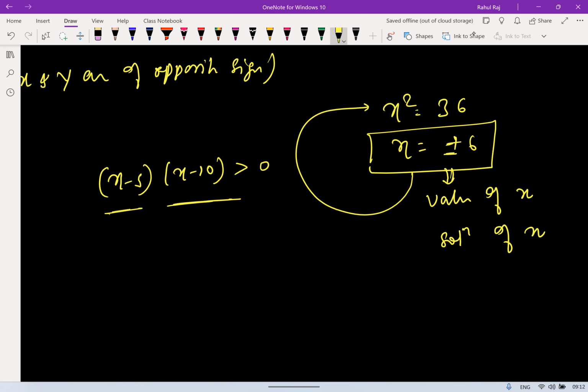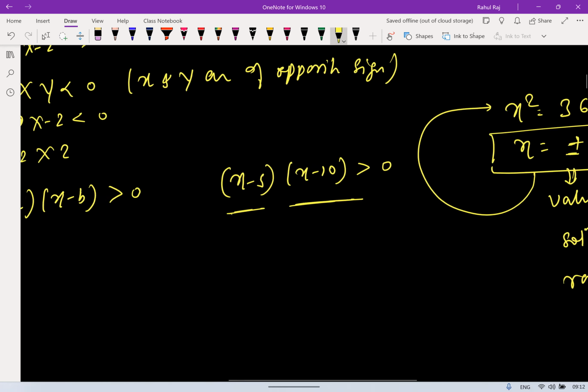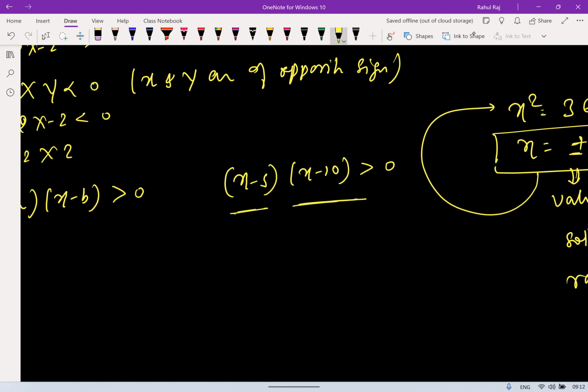So when you try and find a value, it is nothing but the solution of this particular equation, plus 6 and minus 6. They also call it a solution of the equation. They also call it a root of x, root of the equation. I'm just asking you that if you confront such an inequality, x minus 5 into x minus 10 greater than 0, what exactly do you make out of it?